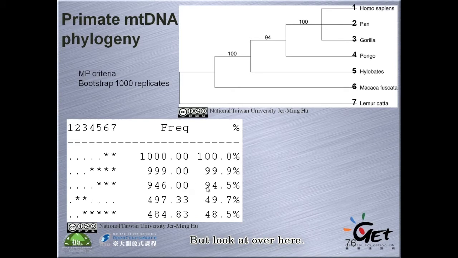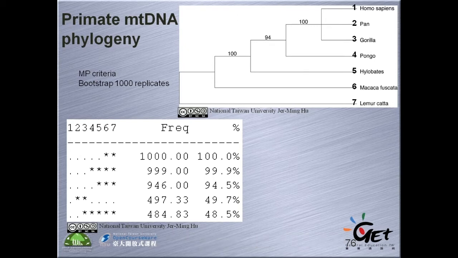But look at over here. There are two numbers that are actually lower than 50% from the bootstrap analysis. But the information is here. So 2 and 3 are actually supported by 49.7%. Although the actual consensus tree does not resolve 1, 2, and 3, there is marginal support for 2 and 3 to group together.